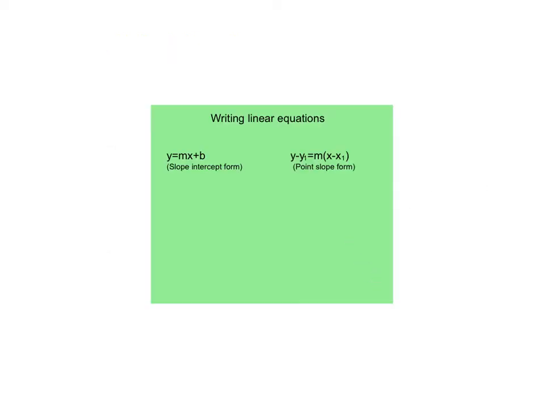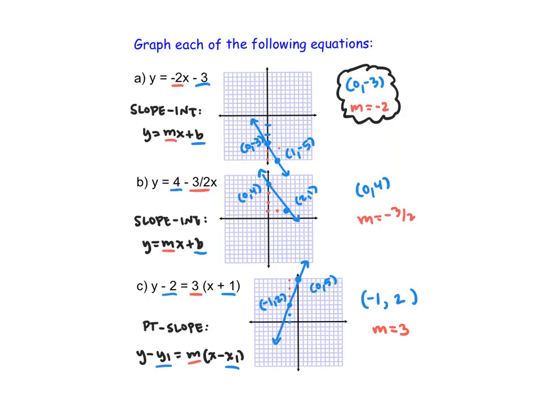All right, so as noted on the previous page, here is slope-intercept, y equals mx plus b, and here is point-slope, y minus y1 equal to slope, or m, times the quantity x minus x1. So let's get to it and use it in a few examples.